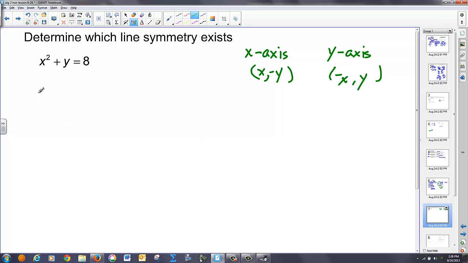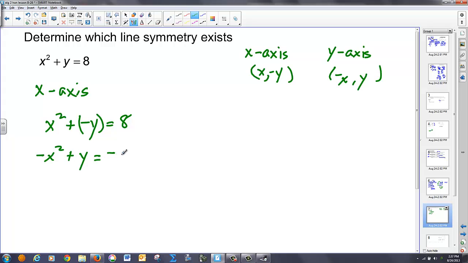So let's do x-axis symmetry first. I'm going to keep x the same, but make y the opposite. You'll notice that I have the opposite of y. If I were to multiply everything by a negative 1 just to check, I have negative x squared plus y is equal to negative 8. So this is not x-axis symmetric.